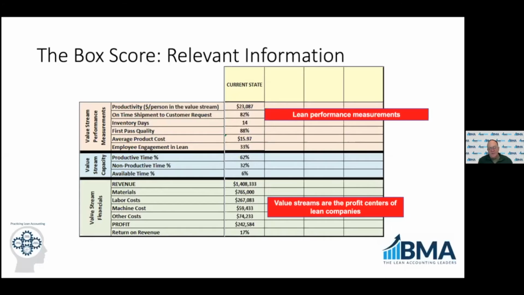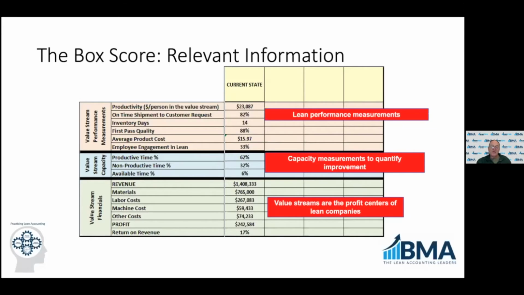Companies have more than one value stream. It depends. But from a financial viewpoint, value streams are the profit centers of the business. We receive an order and we deliver a product or a service and we get some revenue from that. So that's why we want to look at value stream profitability, to be able to develop the relationships between financial performance and operating performance.